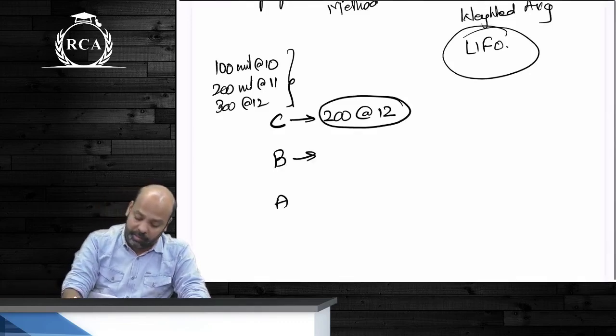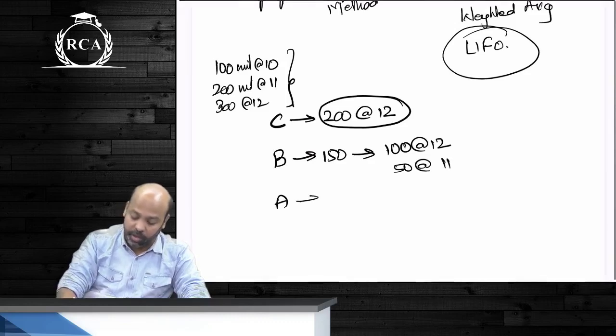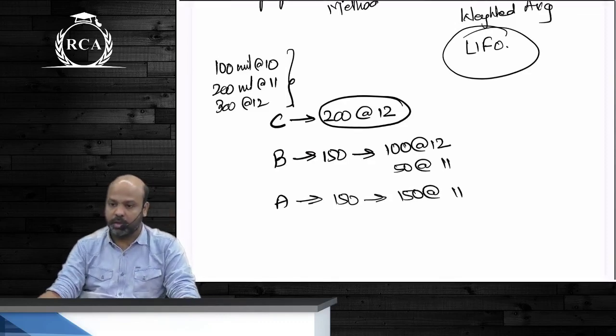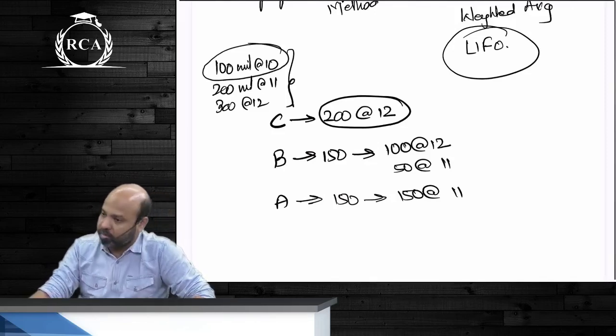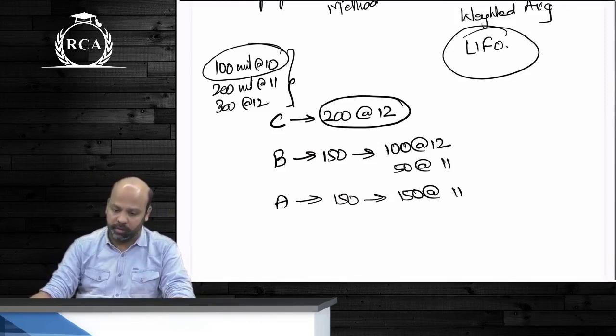For product B, we need how many units? You will consume 100 units at 12 rupees, 50 units at 11 rupees. For product A, you need all of those 150 at a price of 11 rupees, and you will have a closing stock of 100 units at 10 rupees. This is last in, first out, LIFO method. Are we clear about this?